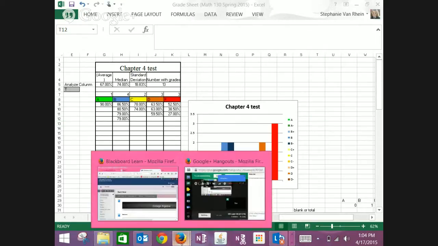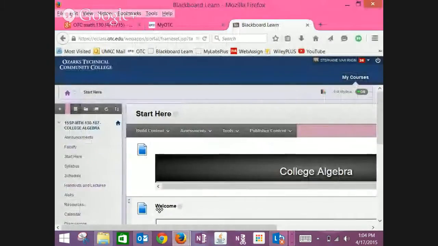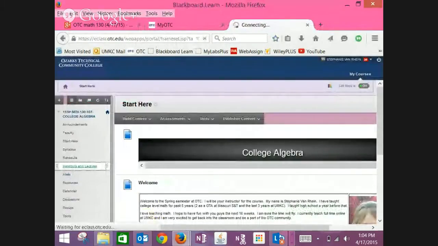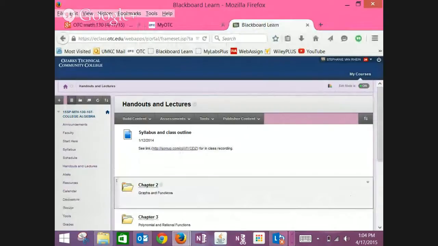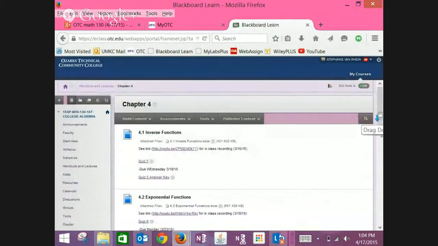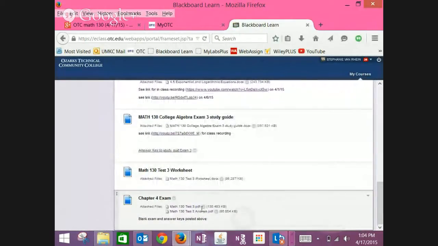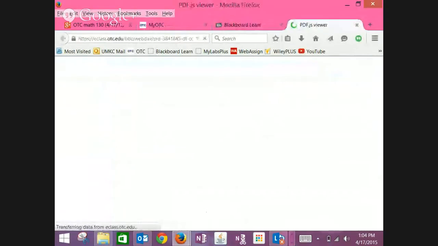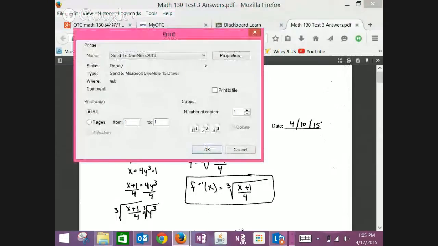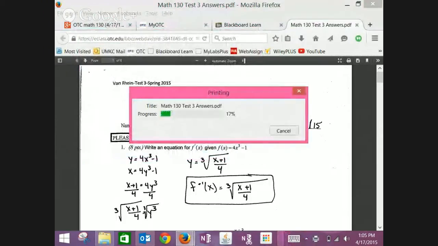The answer key has been posted along with a blank exam. You go to the lecture and handout section in chapter 4, the bottom of chapter 4. You will find both the exam and the answers. So we pull up the answer key here, and let's open it in OneNote so I can draw on it.